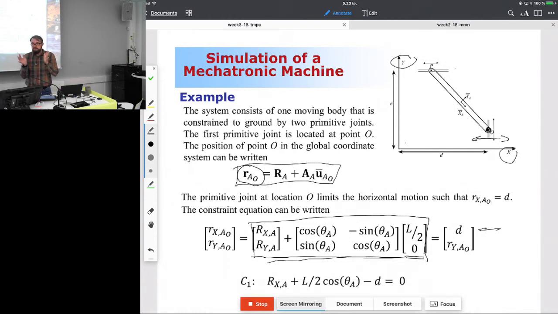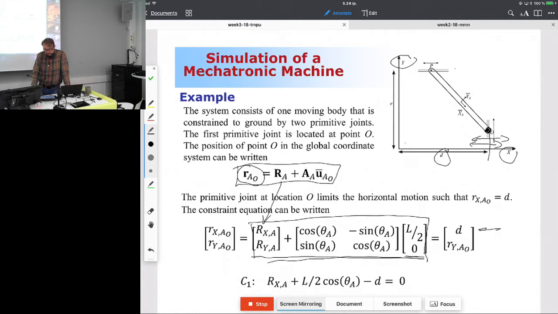Make sense? Okay, so I'm saying, this is my position, and this motion is no longer possible because the coordinate x must have the value d, no matter what. How can I make it happen? I can make it happen by expressing first this translation. Well, it's a variable, so I really don't know what the numerical values are. I don't really care about that.